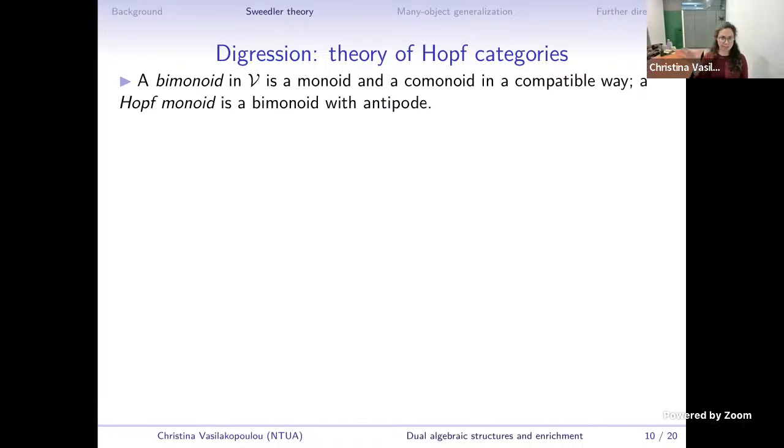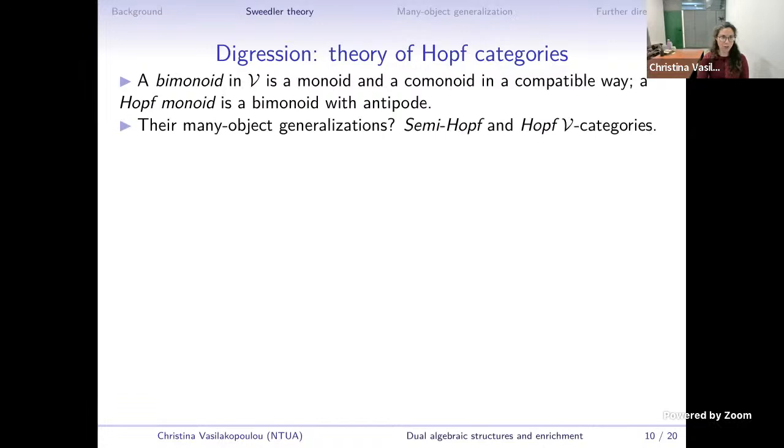This is all in the classical setting of a monoidal category, but then one can generalize this to the many object setting. So thinking of a monoid as a category, we get the concepts of a semi-Hopf and a Hopf category as the many object generalizations of bialgebras and Hopf algebras. Let me just very briefly talk about semi-Hopf categories, the generalization of bialgebras.